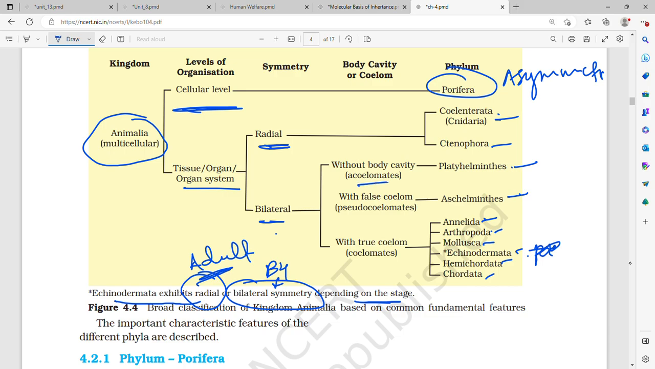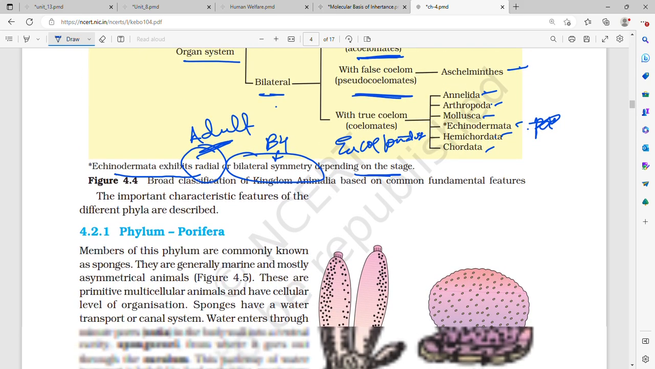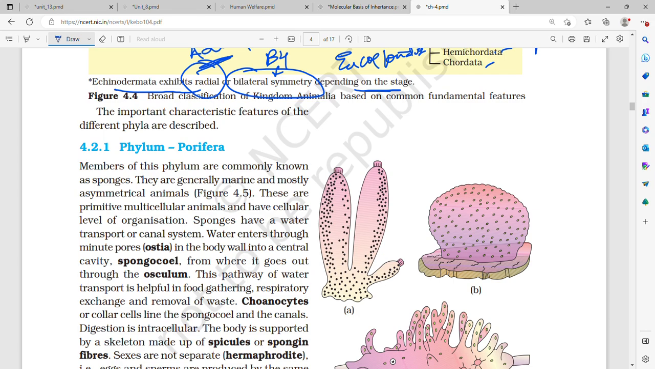Then without body cavity, acoelomates are Porifera, Coelenterata or Cnidaria, Ctenophora and Platyhelminthes. With false coelom, pseudocoelomate is only one, Aschelminthes, and true coelom, that is eucoelomates, true coelomates. They are Annelida, Arthropoda, Mollusca, Echinodermata, Hemichordata and Chordata. The important features of different phyla are described below.